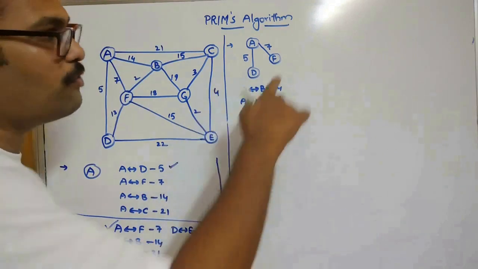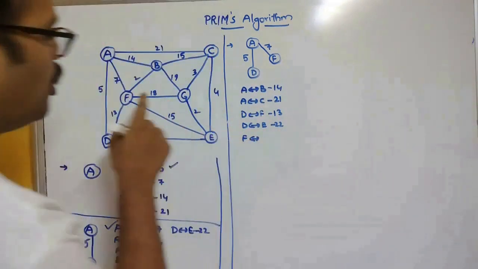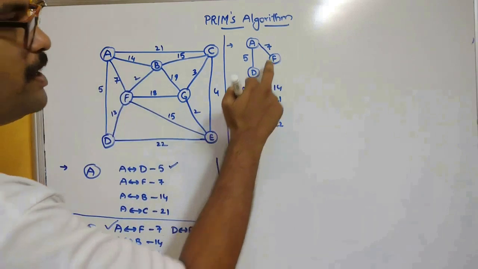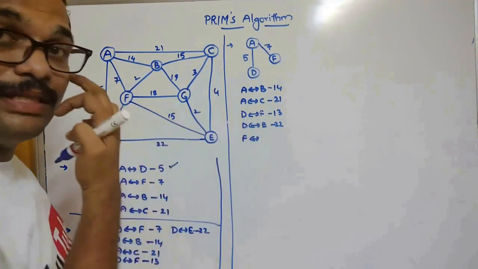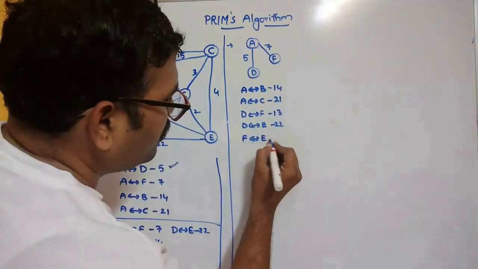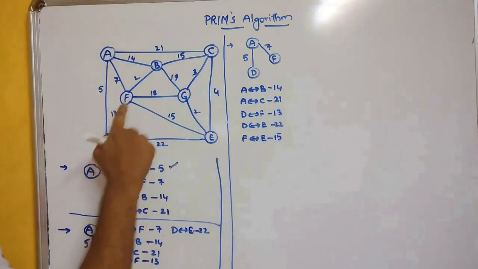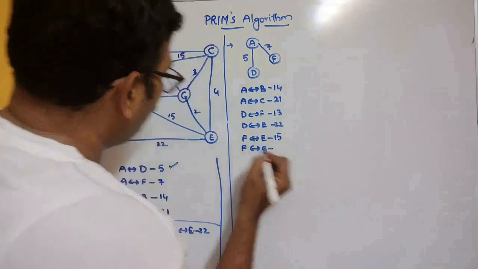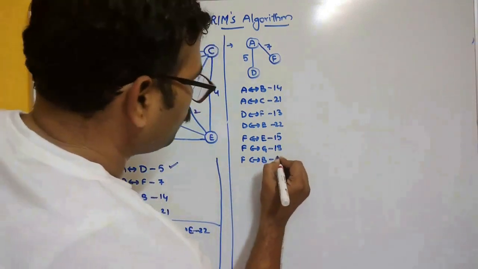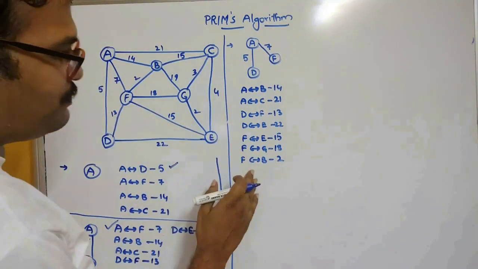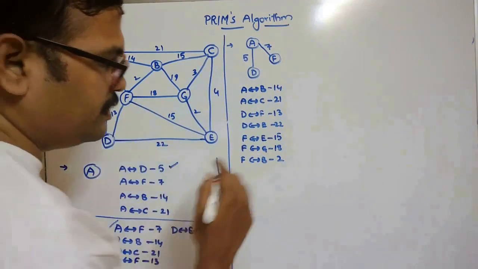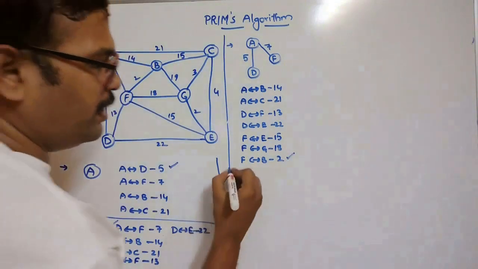So now consider the edges of F. From F we are having how many edges? So 1, 2, 3, 4 and 5. Among all these, F to A we have completed. F to D or D to F, this is bi-connected, so both are equal. You can simply leave it. F to E with a cost of 15. F to G with a cost of 18. F to B with a cost of 2. So these are the edges from F. Among all these, consider the least cost weighted edge. This is the least cost weighted edge.